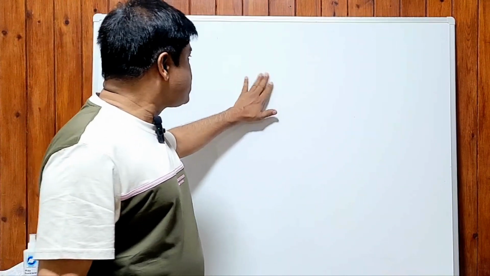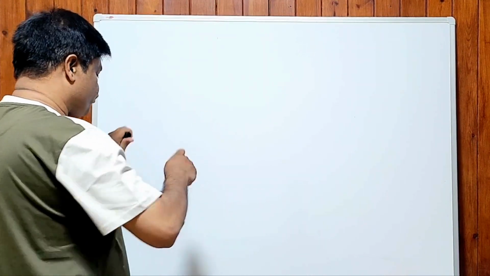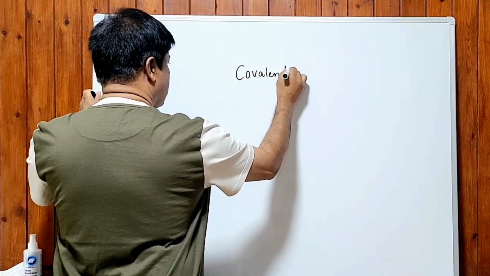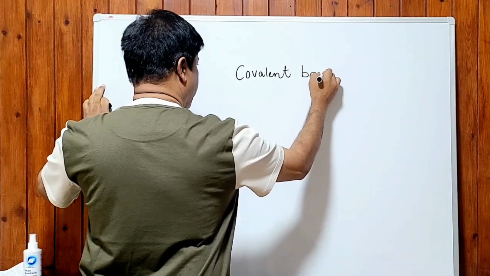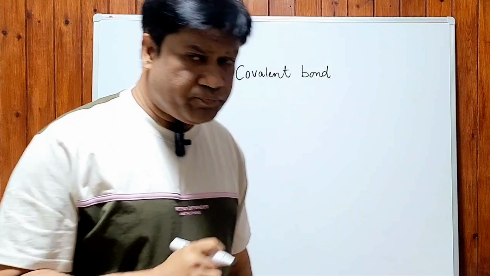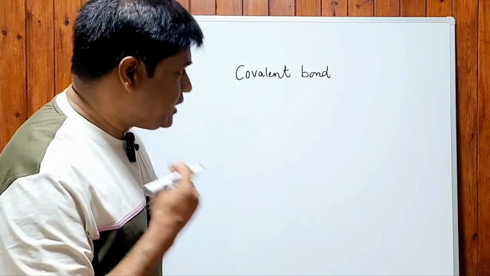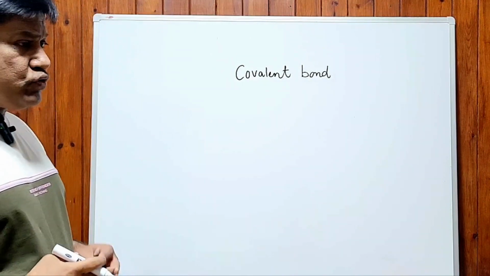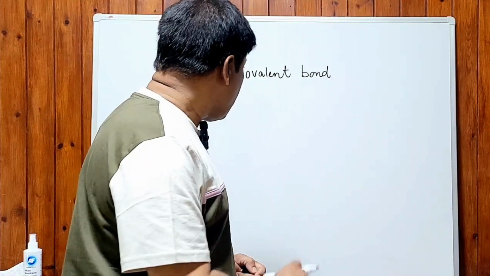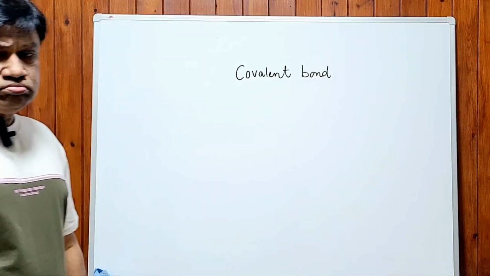Yeah, let's focus on covalent bonding. We have seen in the case of ionic bond, metal loses electron and non-metal gains electron. So the type of bond present between metal and non-metal is ionic. Now, think over it, how is a covalent bond formed?